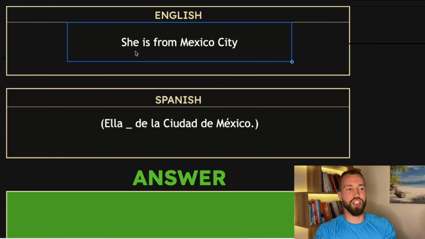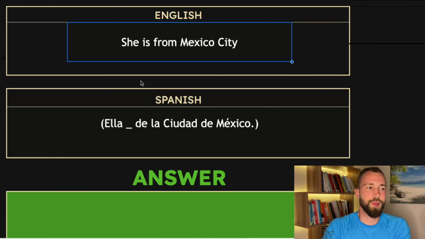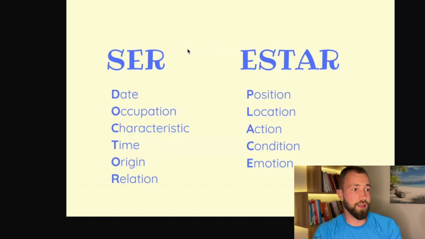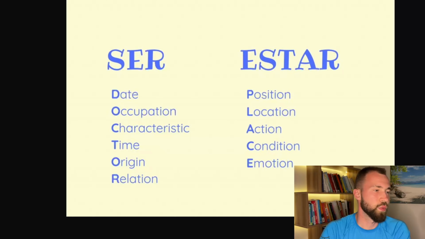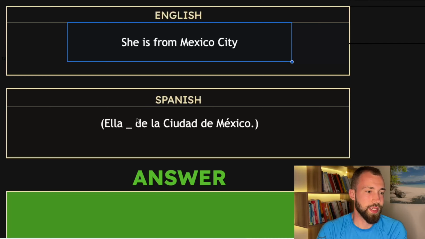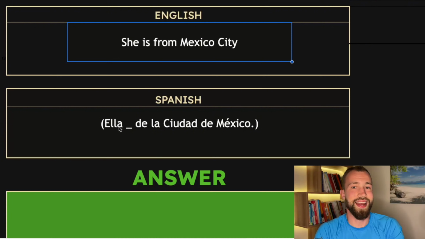So for example, in this case, she is from Mexico City. Would this be ella es de la Ciudad de México or está? And it's good if you're a complete beginner to have a sheet like this open and practice with it open. So like, okay, we're talking about where she's from. So that's origin. So we go back, we say, okay, it's the verb ser. And how do you conjugate it for ella? It's ella es.